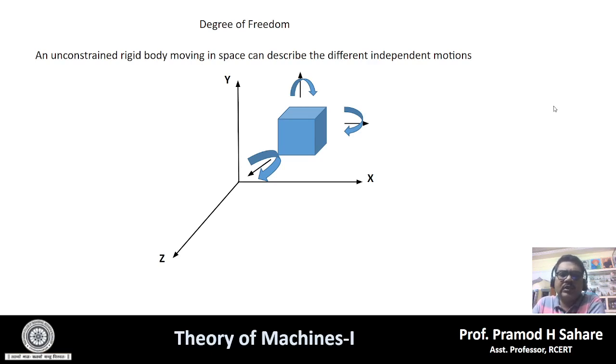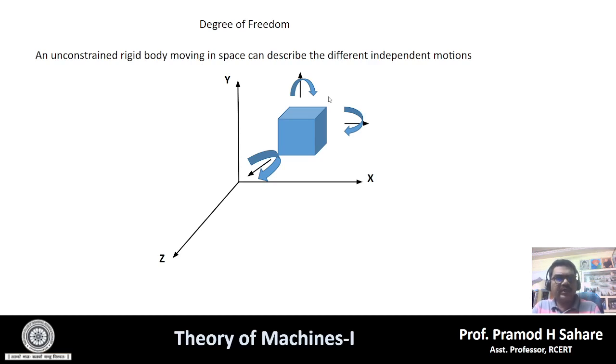As you see here, this is the rigid body. If you see the motion, this body can move in the y direction, in the x direction, and in the z direction. So this is known as translational motion. Also, this body can rotate about y, about x, and about z. So these 3 translations and 3 rotations make 6 degrees of freedom.